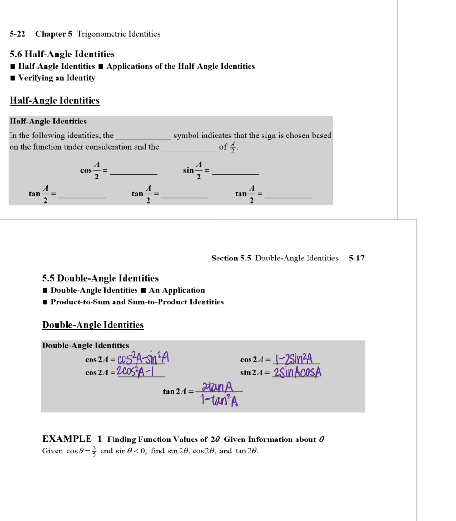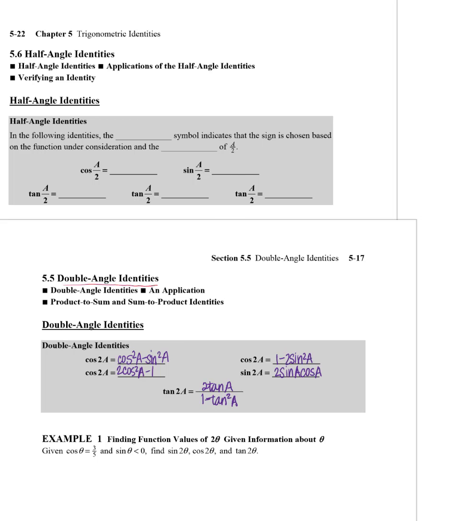This is section 5.6 on half-angle identities, and this is the last section of this chapter, so the last group of identities that we will work with in this chapter. Half-angle identities come from the double-angle identities. That's why I have this page 517 down here with the double-angle identities, so you can compare them.